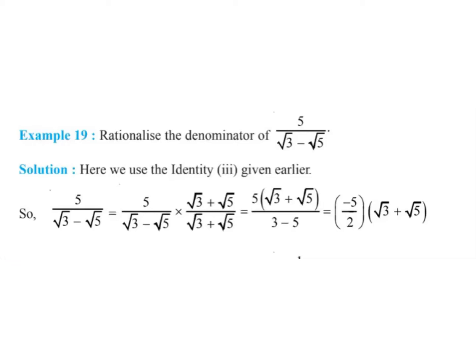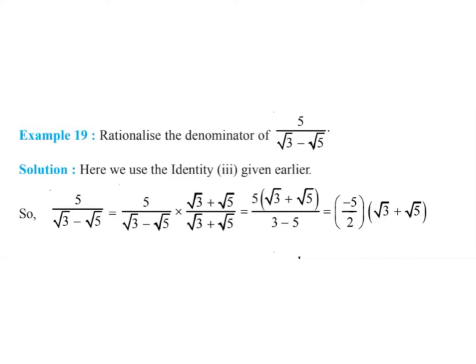Let us see the given example. 5 upon √3 − √5. Here you have to rationalize √3 − √5. And here you can see that a minus sign is there between √3 and √5. So its rationalizing factor will be √3 + √5.